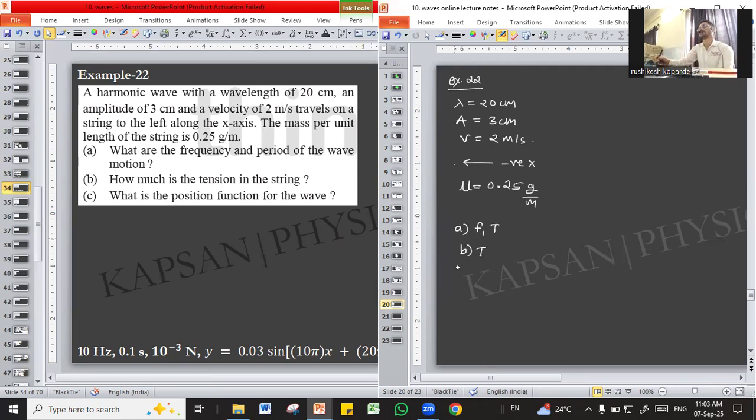Okay, now for tension, what is the letter that we shall use? For time period, let us use the letter P. So here P is the period and T is the tension. Don't use T for both. What is the position function of the wave?